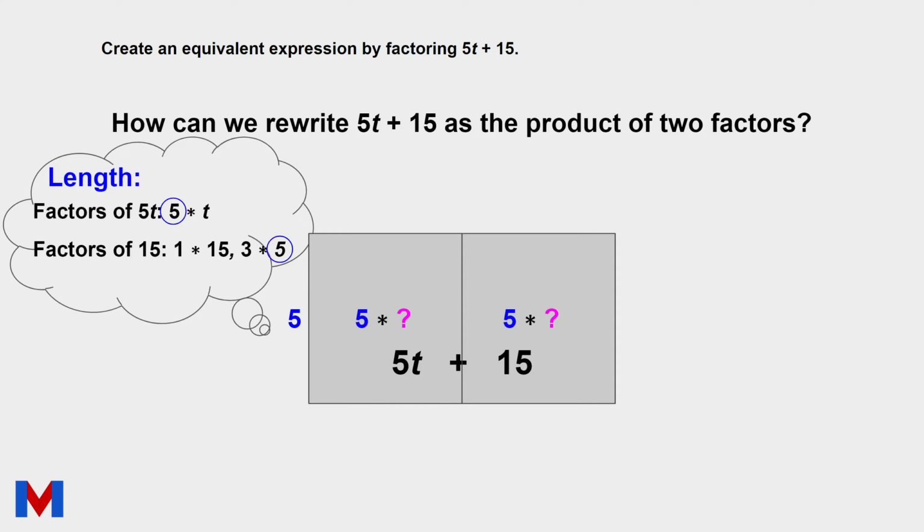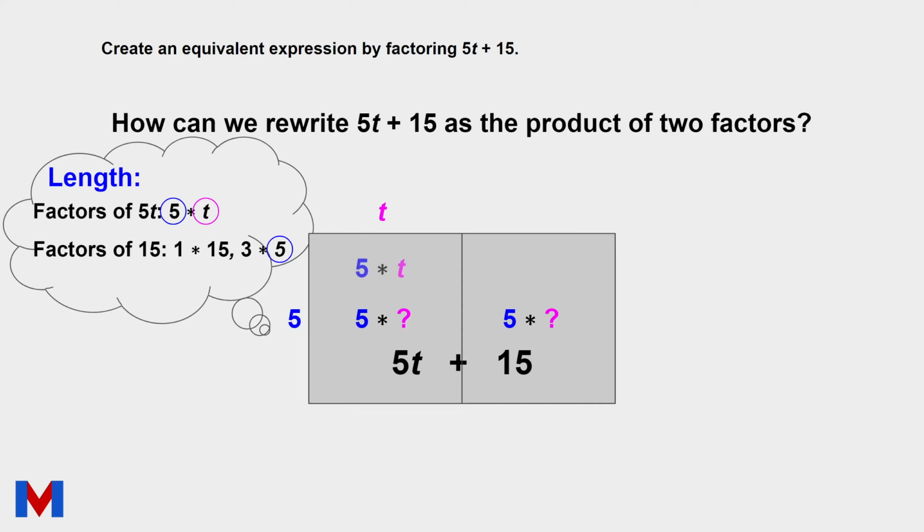So now our next question is, well, if area is length times width, 5 times something needs to give me 5t, and 5 times something needs to give me 15. I can go back to our factor pairs and look at 5t. If I multiply 5 by t, I know that t is the other member of that factor pair. So that part of the width is t.